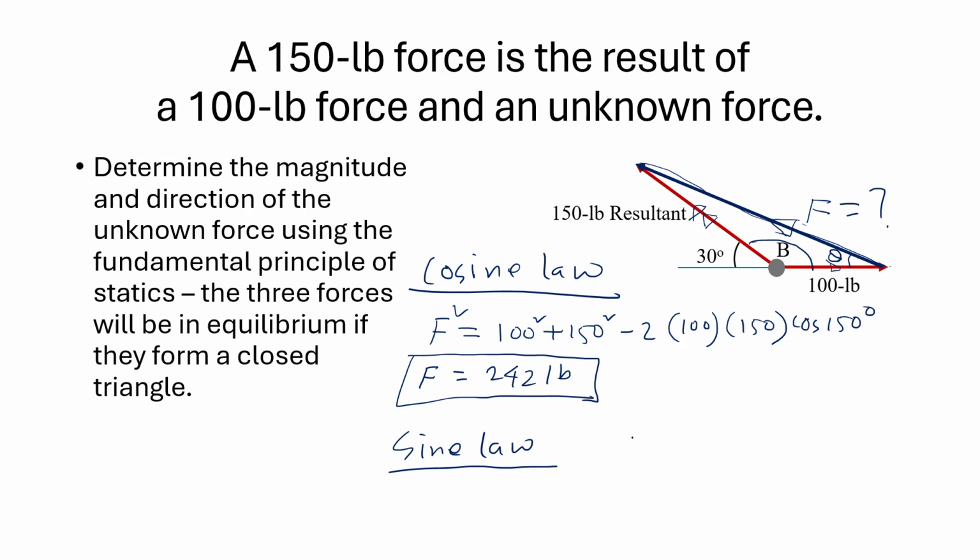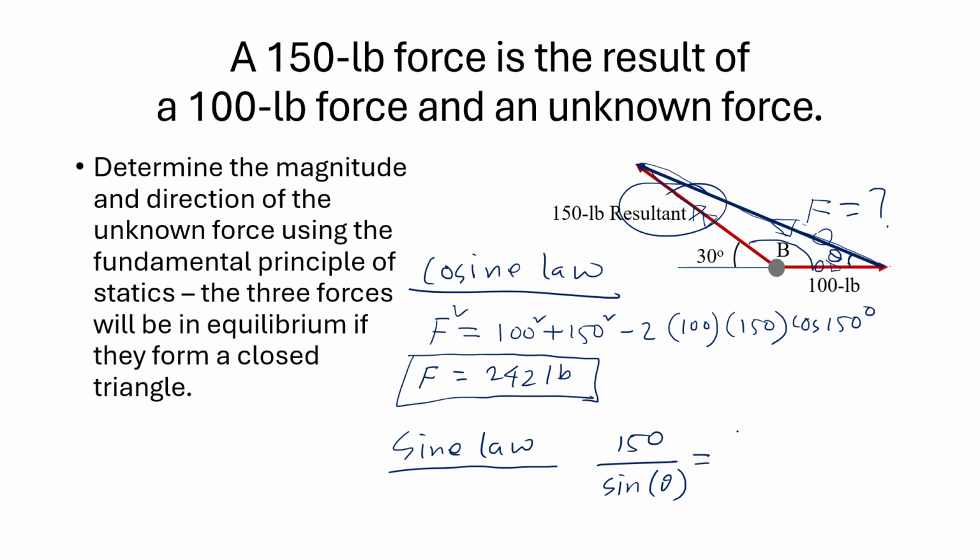Simply the 150 divided by the sine of the other two angles. So this is the 150. When you think about this force, then you take the sine of the other two angles, so the other two forces, which is the F and the 100.